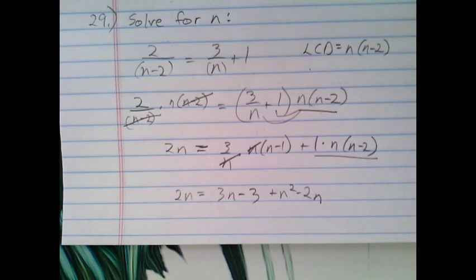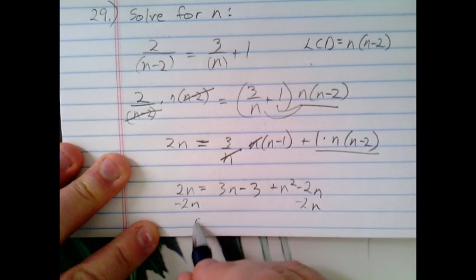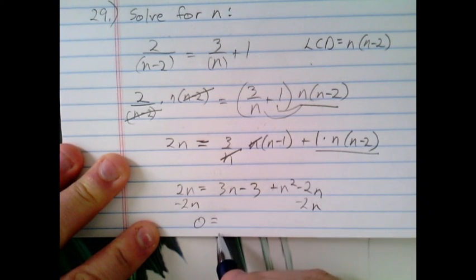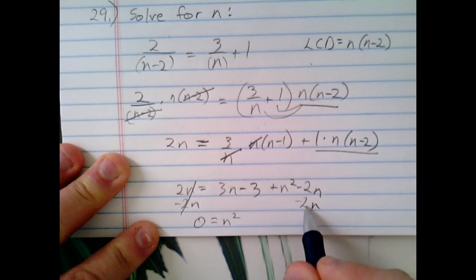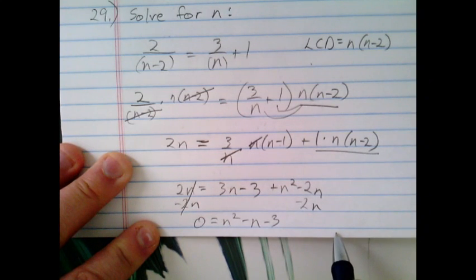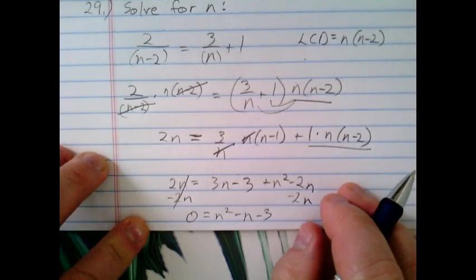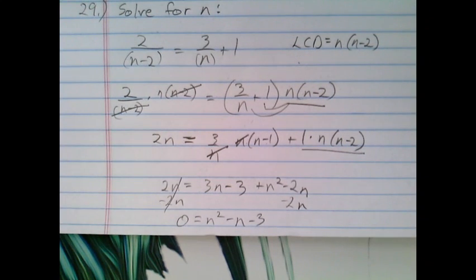Now at this point, this is now a quadratic equation because of the n squared. That tells me I need to bump everything over to the right hand side. So I'm going to subtract 2n from both sides to get 0 equals, I'll put my n squared first. I've got 3n minus 2n minus 2n, that's minus n, and then minus 3. Now I just realized that this isn't going to factor.